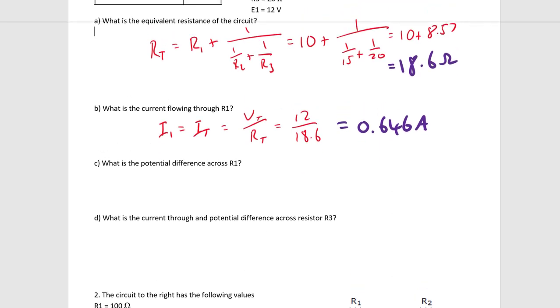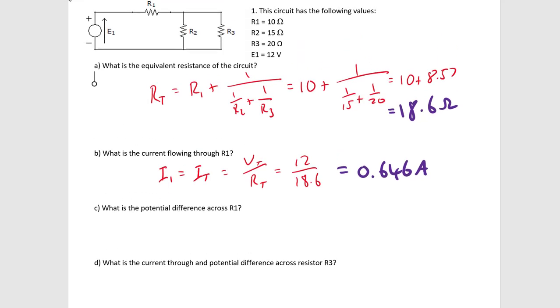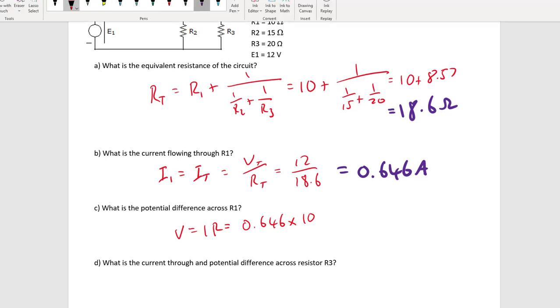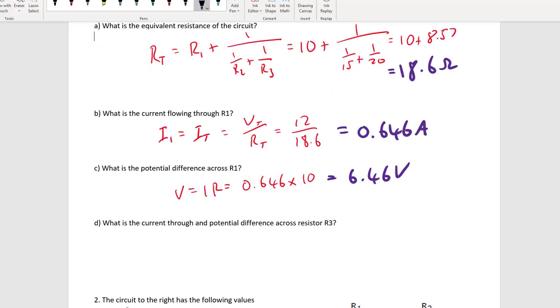The next part is asking, what is the potential difference across R1? Now that we know the current going through R1 and the resistance of R1, it's pretty straightforward: V equals IR. So it's equal to the current, 0.646, times the resistance, 10 ohms, and we don't need a calculator for it. That should just be equal to 6.46 volts.